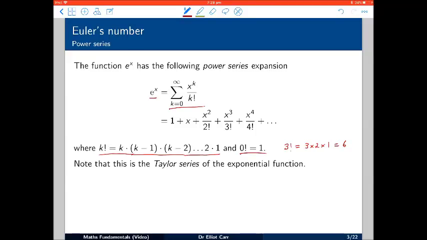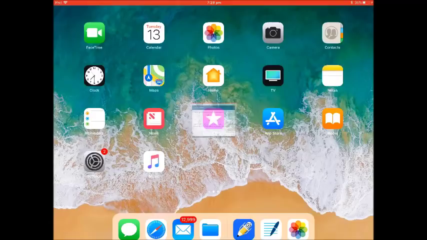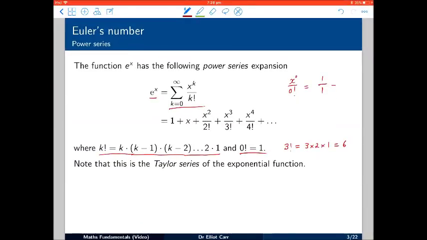Okay, so if we look at this series expansion, and I take the first term, which is k equals 0, then I get x to the power of 0 over 0 factorial. Now x to the 0 is 1 for all x, and by definition 0 factorial is 1, and 1 divided by 1 is equal to 1. So that gives me my first term for k equals 0.